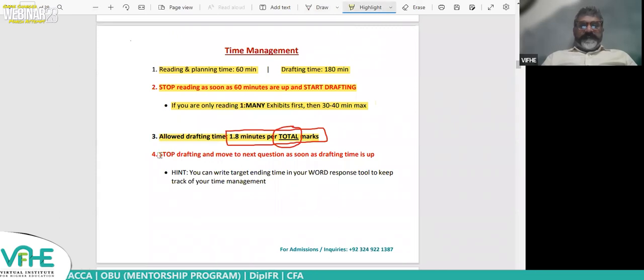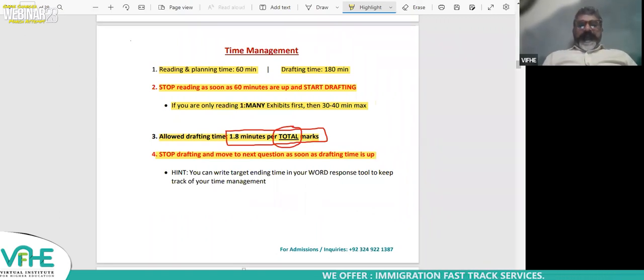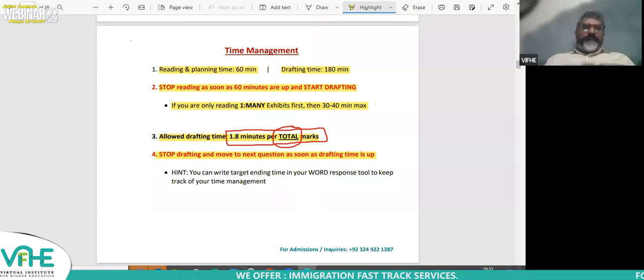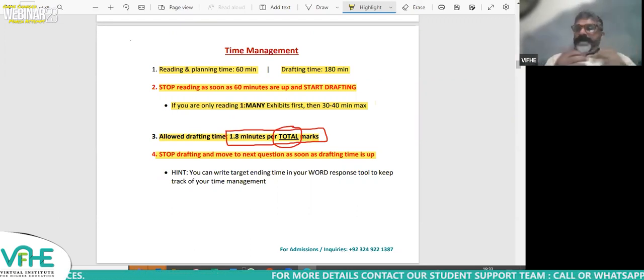And this is what I said: stop drafting and move to the next question as soon as the time is up. Some students ask, sir, how do we keep track of the time? I know that I calculated 32 minutes, but when I'm busy writing and thinking, I might lose track of the time.